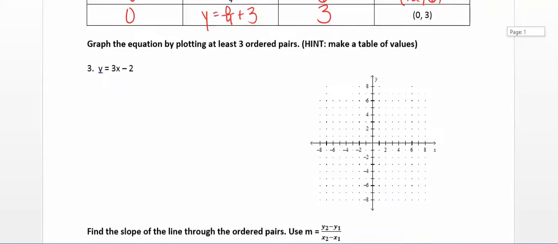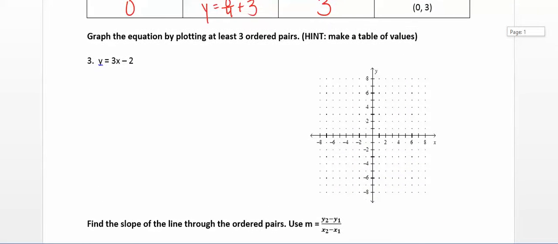Now for number 3, it's the same idea. We're making a table of values in order to graph the equation. You don't have to make it as fancy as number 1 and number 2 above. You can just do an x and a y. Remember though, you always want to pick x and y values that are simple. So you could do something like 0, 1, and 2, or 1, 2, and 3, or negative 1, 0, and 1, whatever is easiest for you.